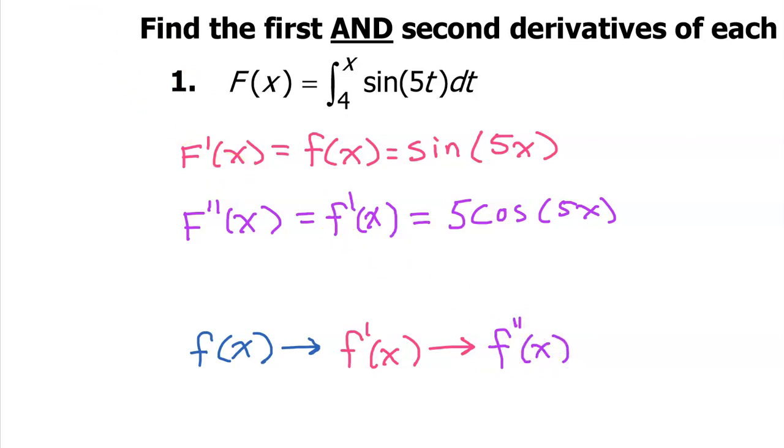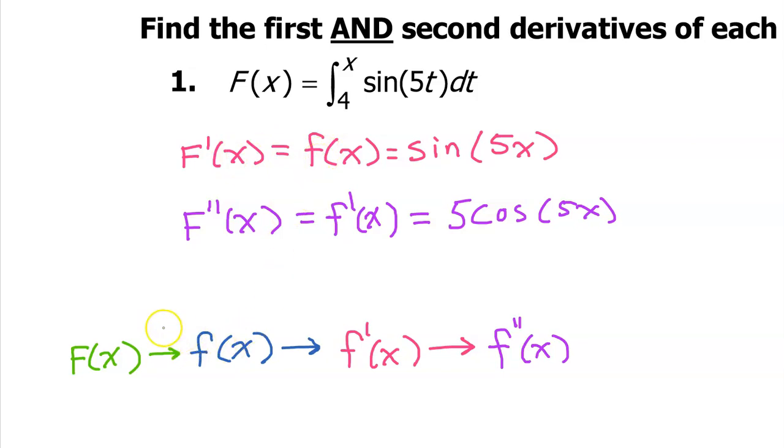So here's where the capital F comes in. The capital F is the antiderivative of f of x. In other words, it's what comes one step before f of x in this chain. That's why if I take the derivative of capital F of x, I get f of x. That's what I'm expressing up here.